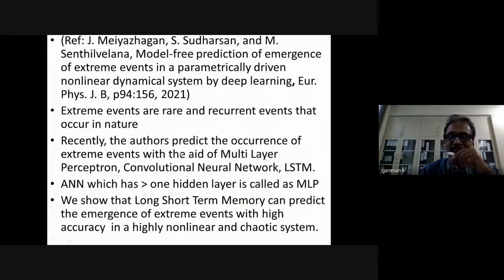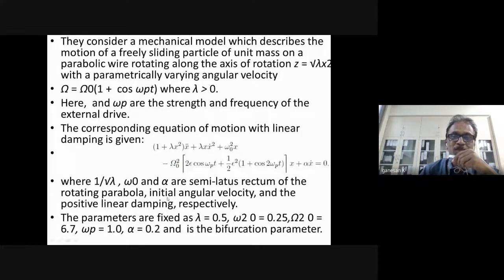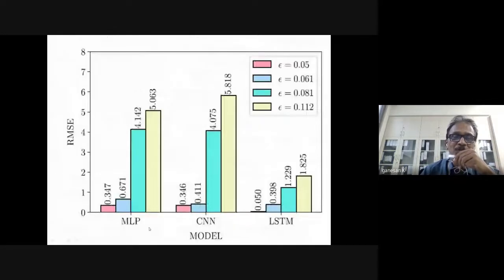I think this is your paper. I think your students have done it. Here, again, this is the equation of motion which you people have taken, and these are the parameters you have taken. And you have used various models like multi-layer perceptron, convolutional neural network, and LSTM, long short-term memory, and so on.